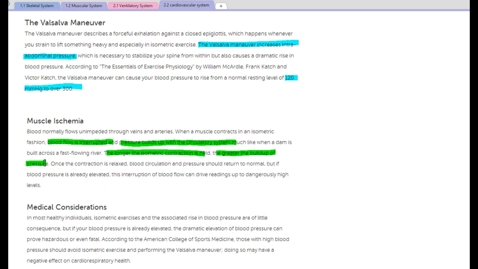Once a contraction is relaxed, blood circulation and pressure should return to normal. But if blood pressure is already elevated, this interruption of blood flow can drive readings up to a dangerously high level, as we've seen just before.